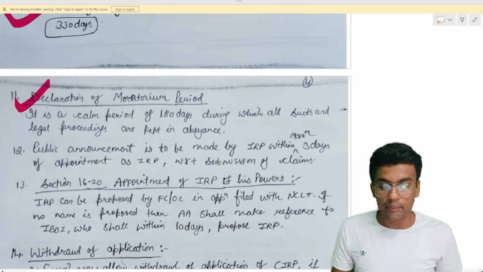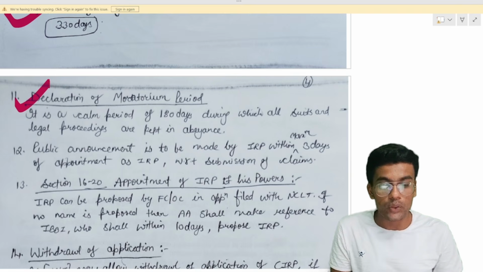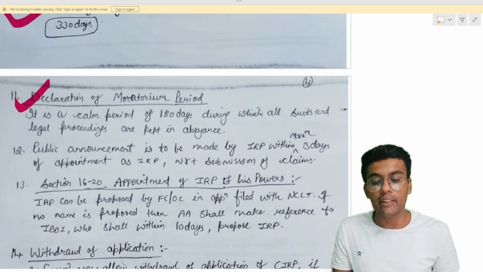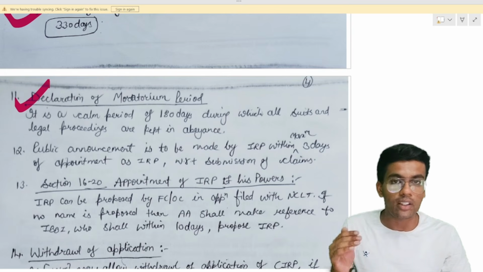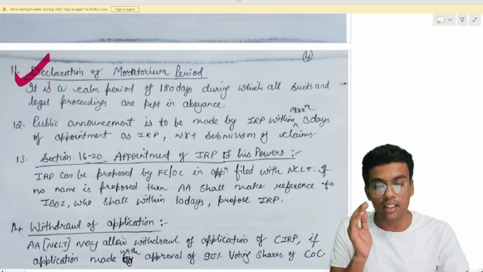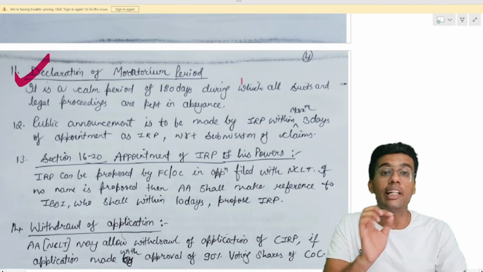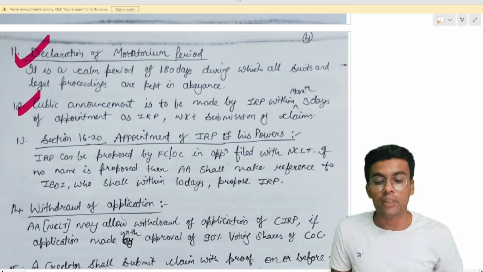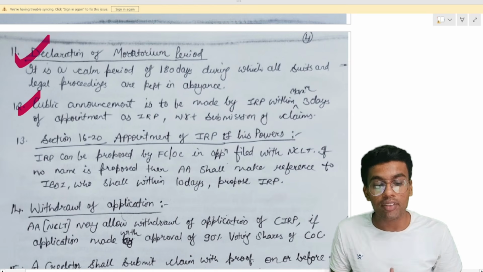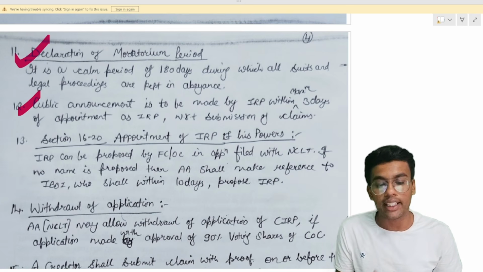So what is a moratorium period? It is a calm period of 120 days during which all the suits and legal proceedings are kept in abeyance. All kinds of transactions that are going to be undertaken in the company are kept in abeyance. All the suits and legal proceedings are kept in abeyance. Now the 12th point talks about public announcement. It is to be made by the IRP within a maximum of 3 days of appointment as IRP with respect to submission of claims.